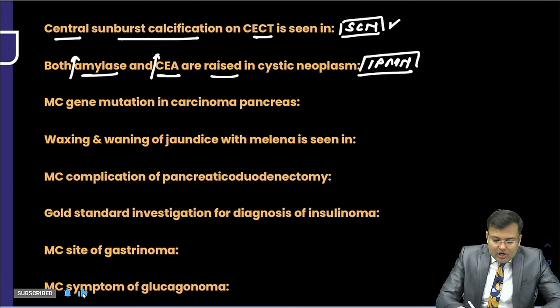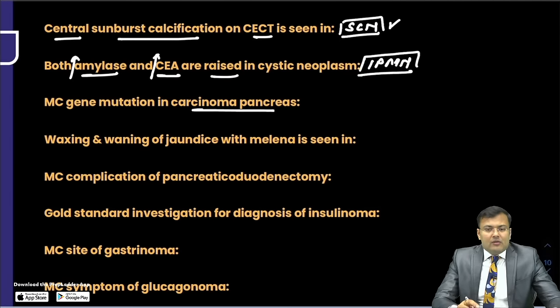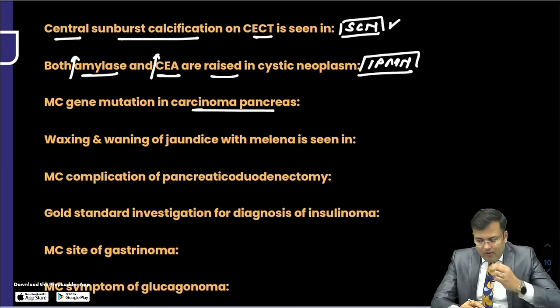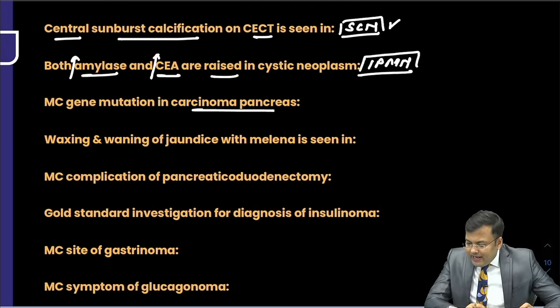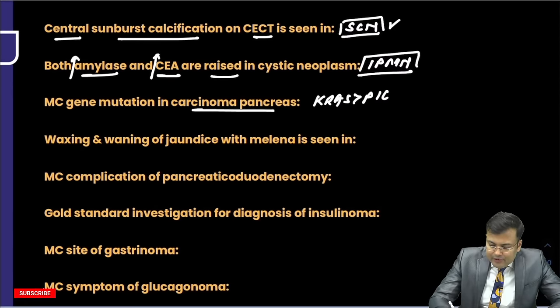Next, most common genetic mutation in carcinoma pancreas. Tell me, guys. KRAS, Priyanka Yadav, very good. It is KRAS followed by P16.